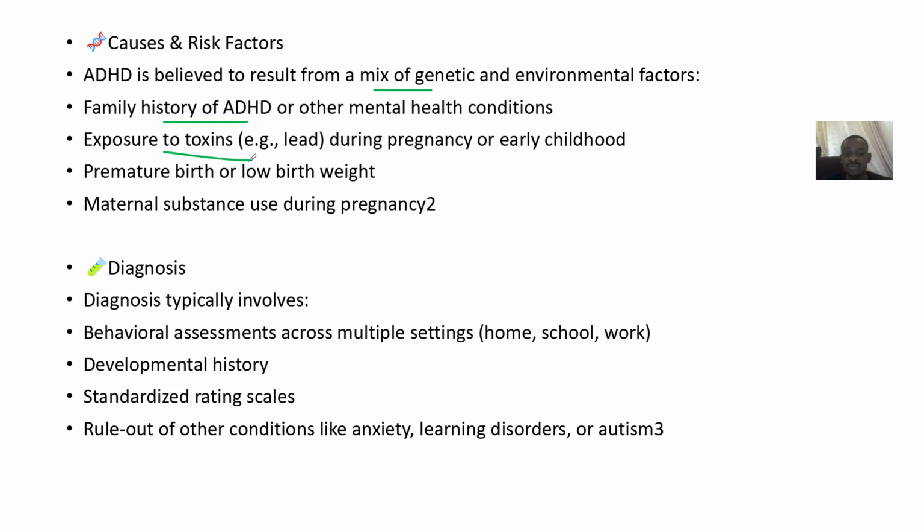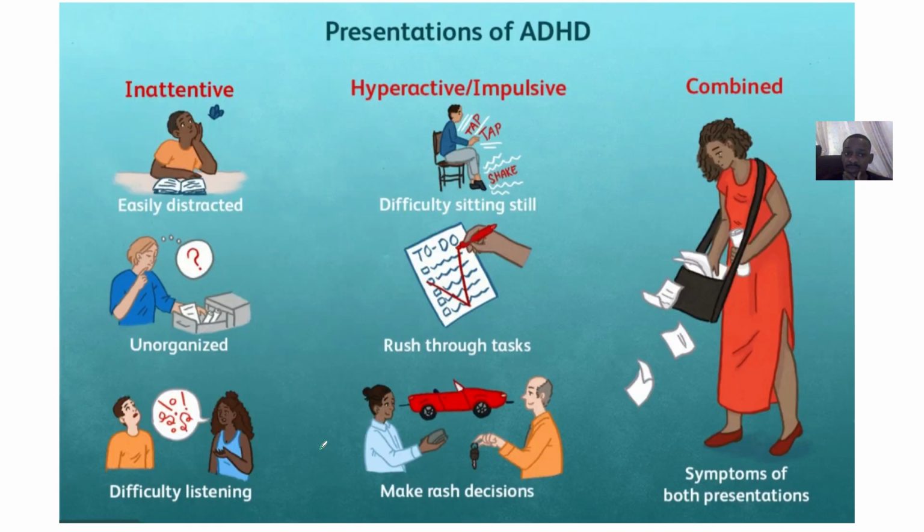Diagnosis is you just want to assess the behavior of the person. You want to take a history of how the person has been all this while. Was he born like this, or did he actually start this of recent? All right, standardized rating scales, rule out other conditions like anxiety or learning disorders or autism, which we'll later talk about. So this is just a summary of the symptoms of attention deficit hyperactivity disorder. Please, you can pause to look at it.